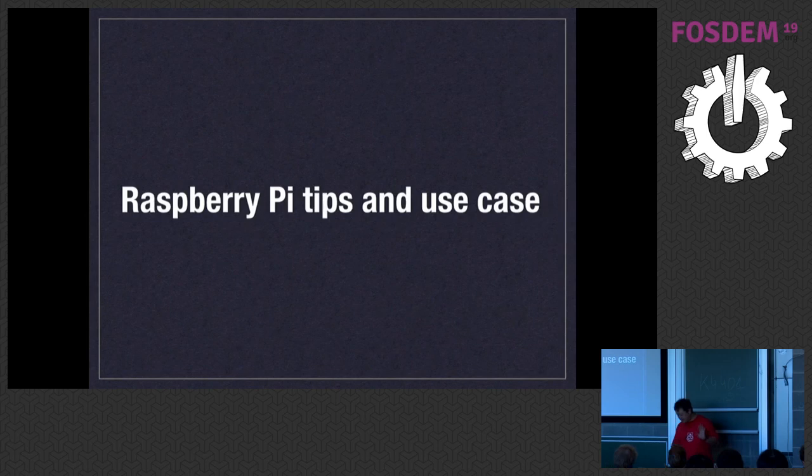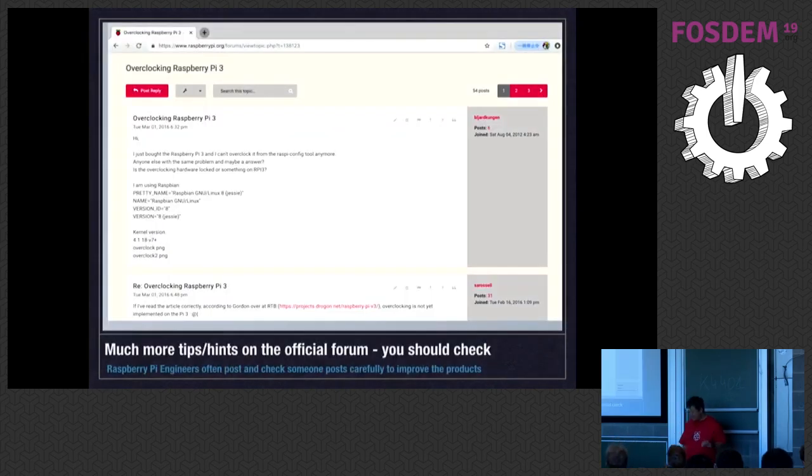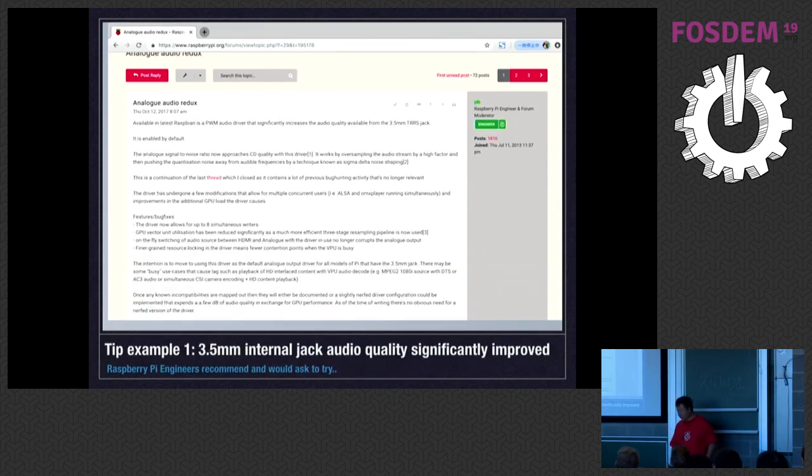As a Raspberry Pi tip, you should check the official forum. When someone posts a question there, there are many similar posts, so you can check them for useful tips for the Raspberry Pi, such as overclocking and other issues.